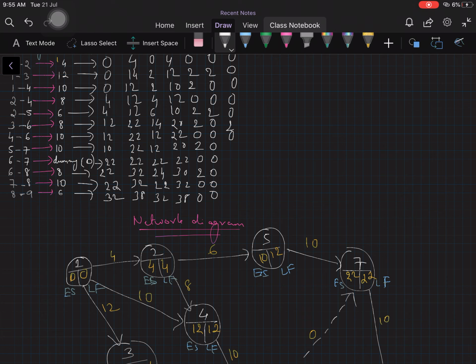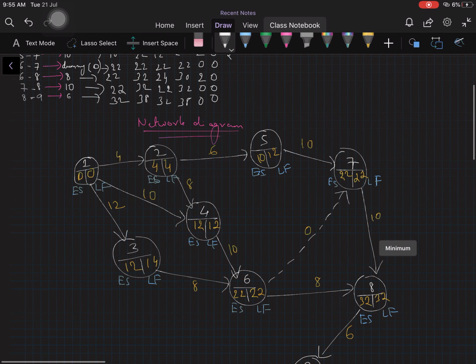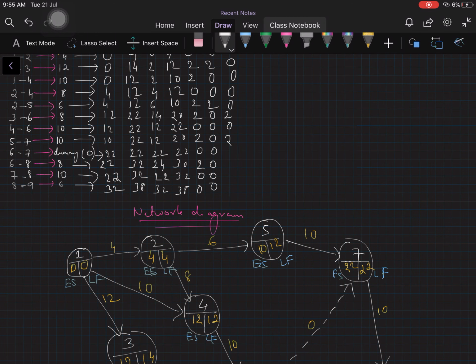Okay, let me write this properly. 2 and 0. Then we have 5. 5 is 12 minus 10, that gives us 2. Then we have 6. 6 is nothing but 22 minus 22. See here, 22 minus 22, so 0. Again we have 6, so 22 minus 22, 0.